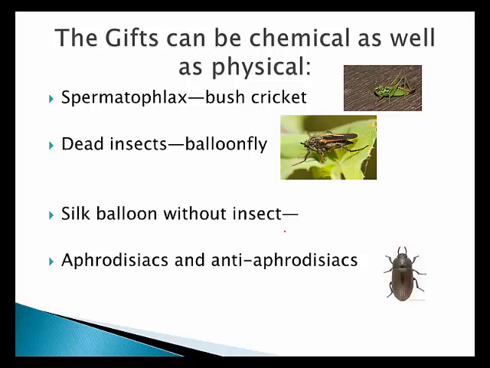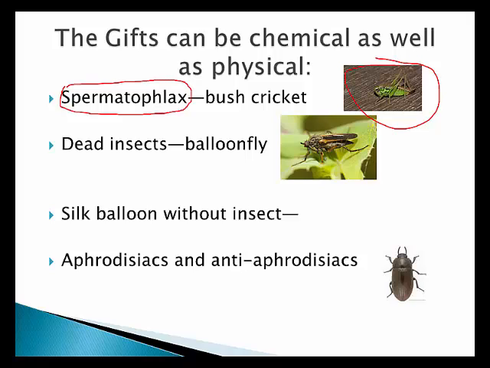Well, in addition to what you just saw on the previous slide, some species, such as the bush cricket, use what we call a spermatoflax as his nuptial gift. Here's your bush cricket. The spermatoflax is a gelatinous substance which is produced by the male and then presented to the female. The female will ingest the spermatoflax if she accepts him. And then the ingestion of that substance is thought to nourish the female and also assist in egg production.